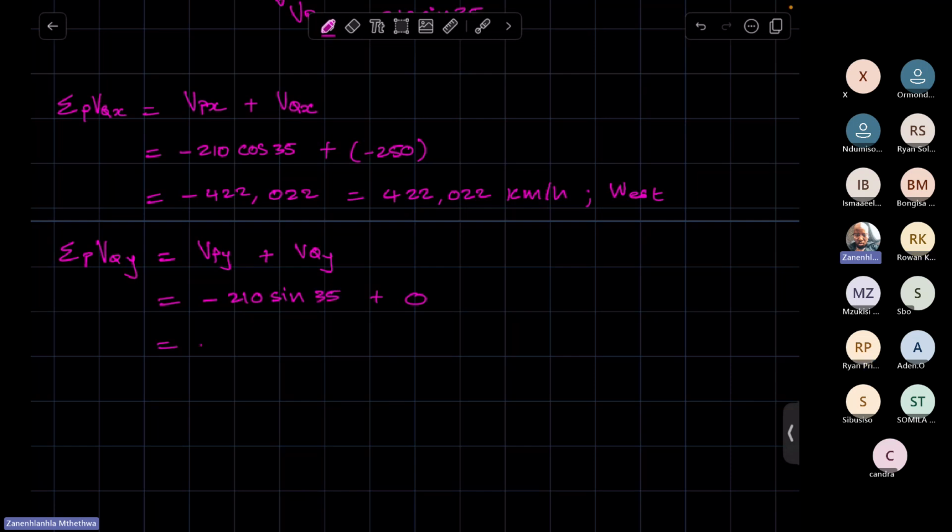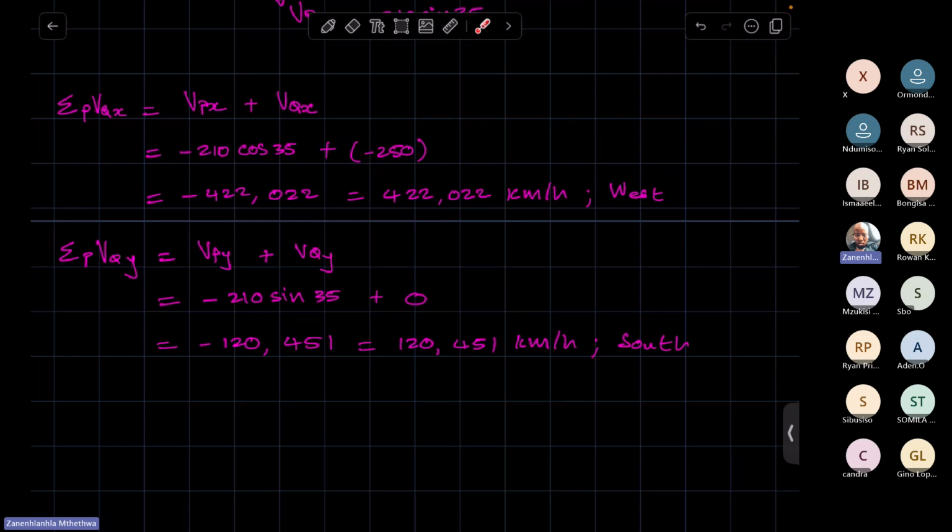120,451. So negative 120,451. Right. This means that this is actually 120,451 kilometers per hour in the y direction. It is negative, meaning it is going south. Never leave out the negative sign. If you're going to leave out the negative sign, make sure you indicate the direction. Are we clear? Yes, sir.